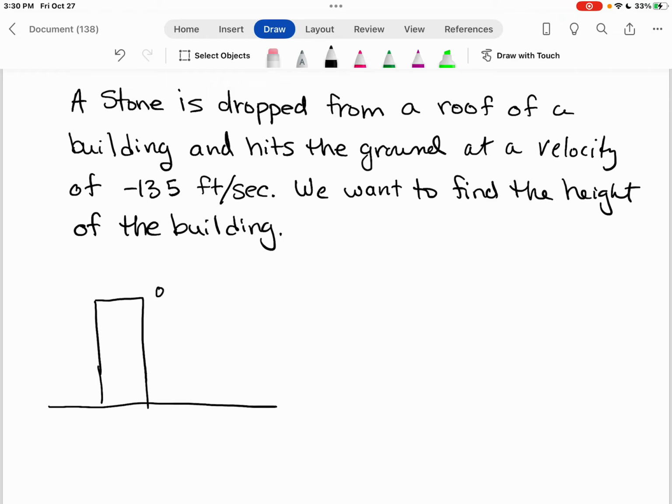Okay, so we have some person standing up on the roof. There's a rock, and the person just reaches out and drops the rock. So it comes down like this. Now, because it's starting from a stopped position, the person doesn't throw the rock off. He just reaches out and lets it fall. So because of that, we know that the initial velocity is going to be 0 feet per second. So even though the problem didn't directly tell us that, we can determine that.